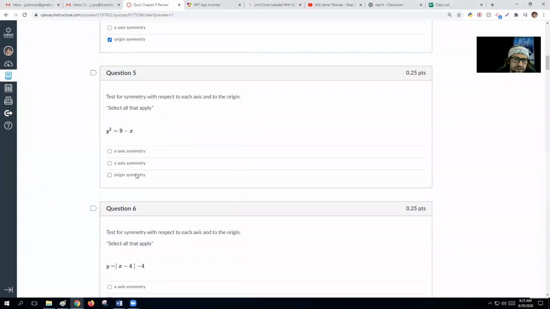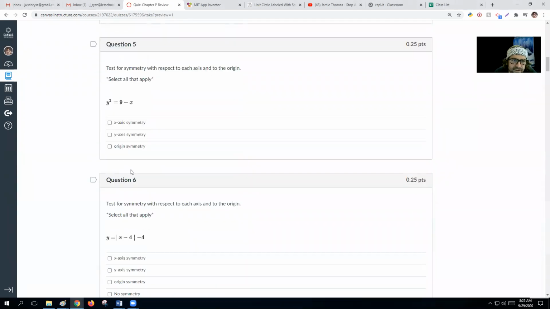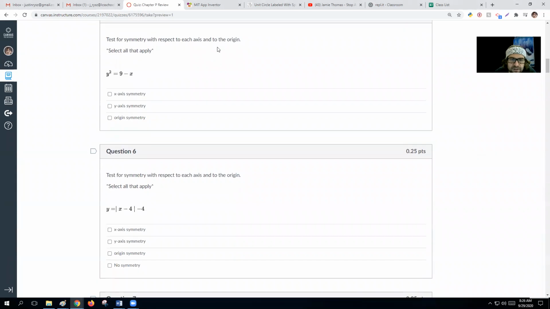All right. Question 5 here. Test for symmetry with respect to each axis. Oh, so just more symmetry here. All right, so the one thing I look out for with symmetry are square terms. So if I make the y negative, and I square it, it would stay positive. Nothing else would change, so it's going to be good. Y-axis will not work here, because if I make this x negative, that would become a +9. There's no way to undo that. And same thing with origin. The y would stay the same, but the x would be the opposite.